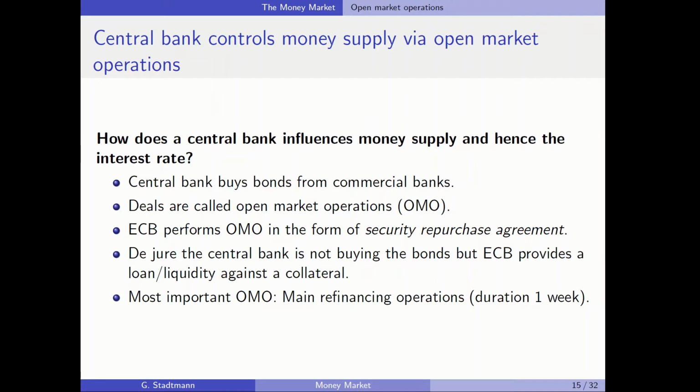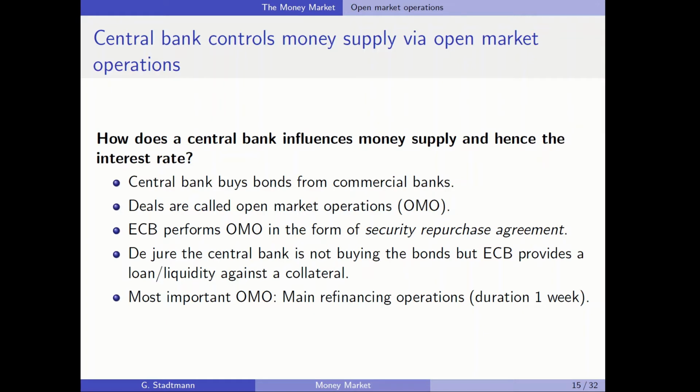The ECB performs these deals in the form of a security repurchase agreement. This implies that in a strict legal sense, the central bank is not buying the bonds, but the ECB provides only a loan against a collateral. So the ECB is giving this liquidity against the collateral, and the collateral is a bond. The most important open market operation of the ECB is called main refinancing operations, and this has a duration of 1 week.